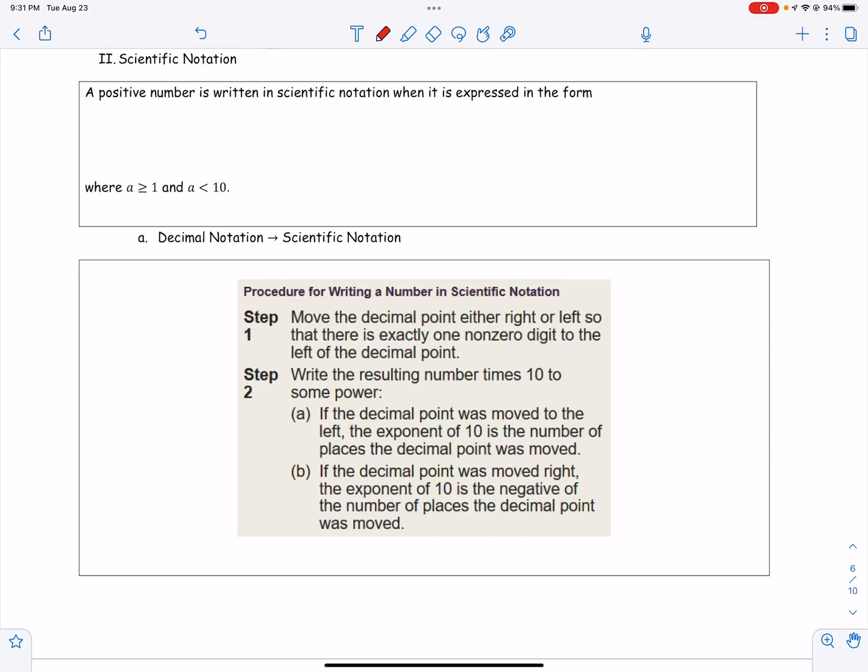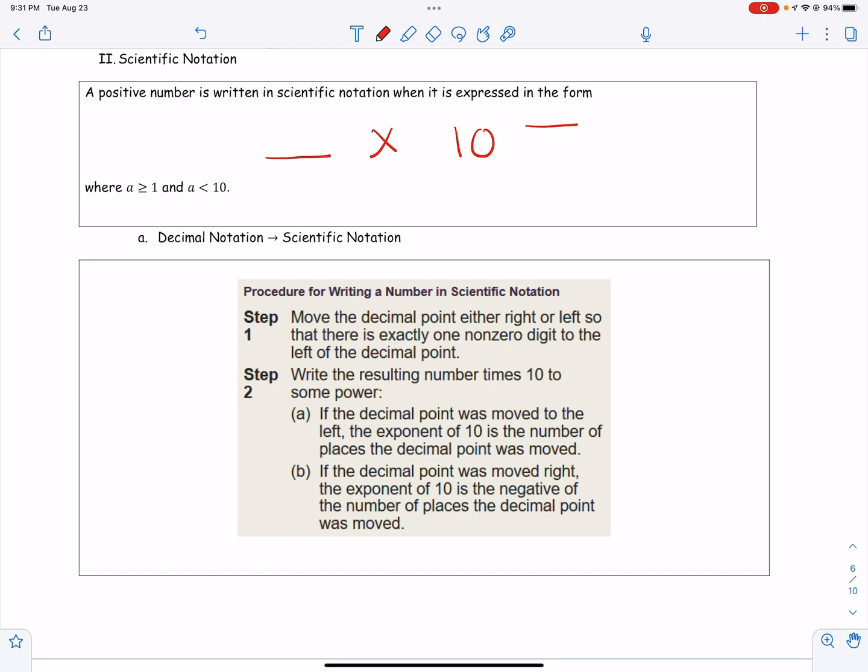All right, Math 103, 5.6, scientific notation. So with scientific notation, we are going to be able to write very large numbers or very small numbers with powers of 10. So you are going to express your scientific notation in this format.